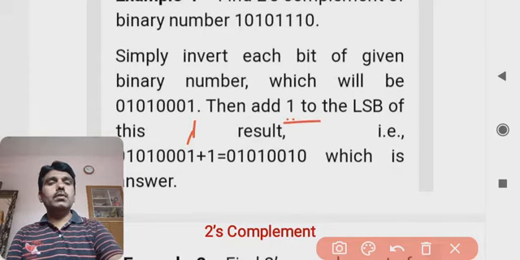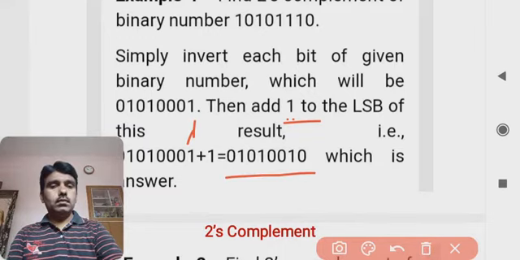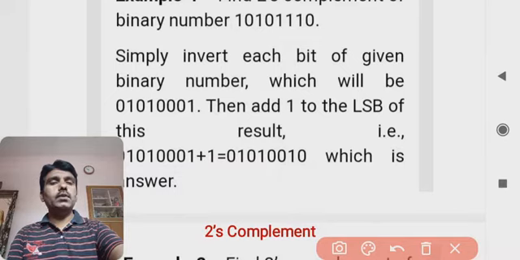So adding 1 into this you will get this number 010 10010. So this will be your 2's complement.